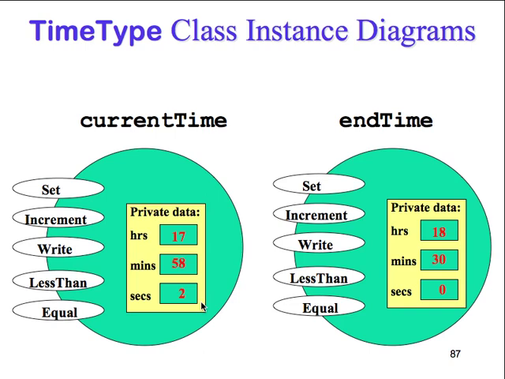Time type class instance diagrams is the same as I showed you before in terms of how the memory is being stored. Current time and end time have their own memory space with their own essential instance variables, which is why we call them instance versus class variables.